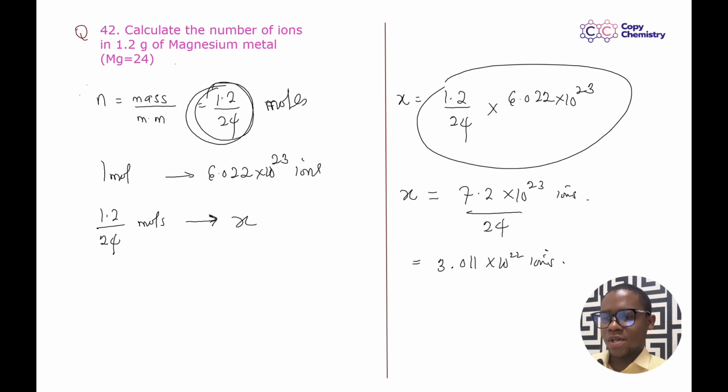Okay, so just to recap, we're to get the number of ions present. We know that 1 mole should contain 6.022 times 10 raised to the power 23 ions. That's just 1 mole. So you need to figure out how many moles are there in 1.2 grams. The 1.2 grams is the mass divided by the molar mass of 24. You would have the number of moles. Then by proportion, you multiply that by 6.022 times 10 raised to the power 23, and you'd get your final answer in ions. Okay, so that's how to solve this question, and I'll see you on question 43.